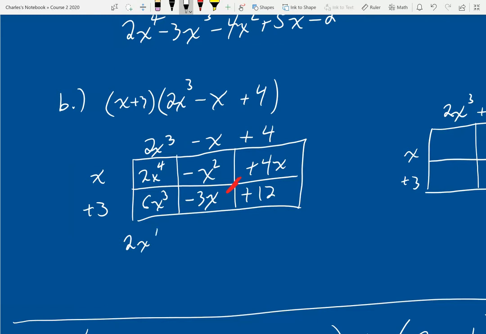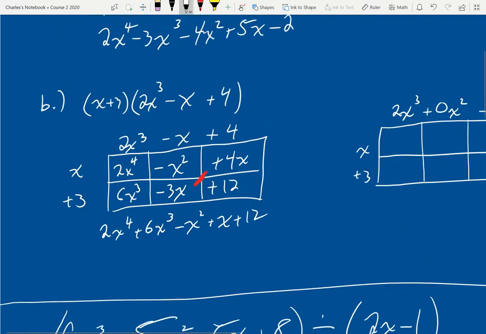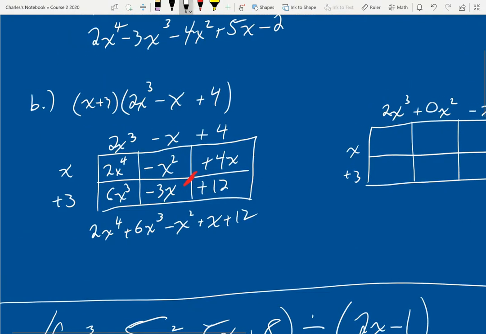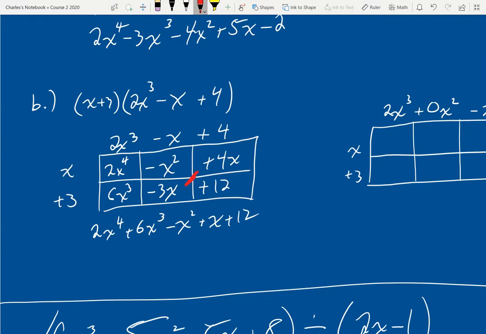You could just write this as 2x to the fourth plus 6x cubed minus x squared plus x plus 12. However, when you're going down the opposite way of that street with polynomial division, this is going to be a bit of a problem. And so if you notice, what happened here was I went from x cubed to x to the first, and then you can think of this like x to the 0.